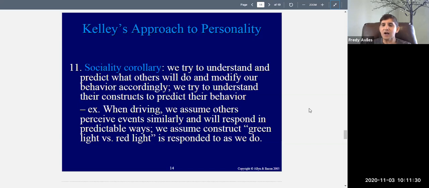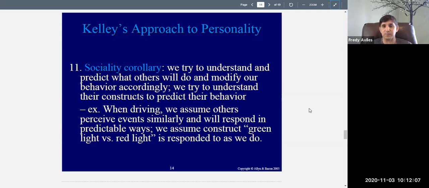So we try to understand other people's thoughts, other people's predictions, so that we can interact with them effectively in the world. And that's just the way it is. We need to be aware of what other people are thinking and try to understand what they're thinking so that we can interact with them. That's the sociality corollary. Though our constructs are very individual, unique to each of us, we have to think about other people's thinking. If we don't, we're going to get into problems. If we continue to believe the same things or think the same way, regardless of what other people think or are doing, we're not going to get along very well with others.